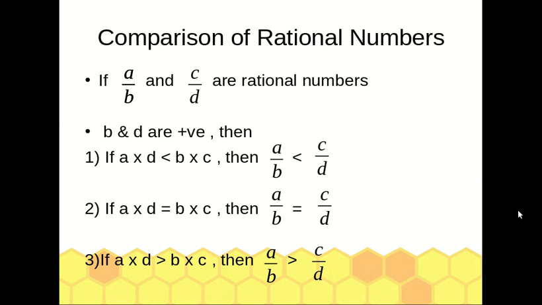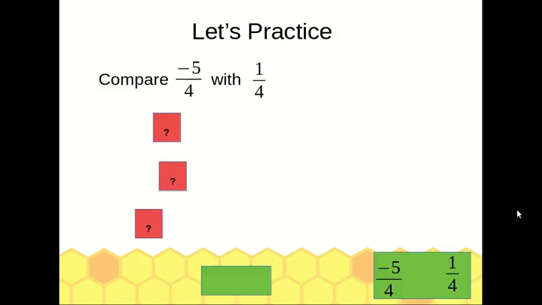This is the theoretical part. Now we are going to see an example. Okay, let's take one example. Minus 5 upon 4 and 1 upon 4 are two rational numbers. We have to compare these two numbers, means are they equal, or is this minus 5 upon 4 greater or less, that we have to see. Let's do it one by one. As we have seen the rules, assume that A is equal to minus 5, B is equal to 4, C is equal to 1 and D is equal to 4.